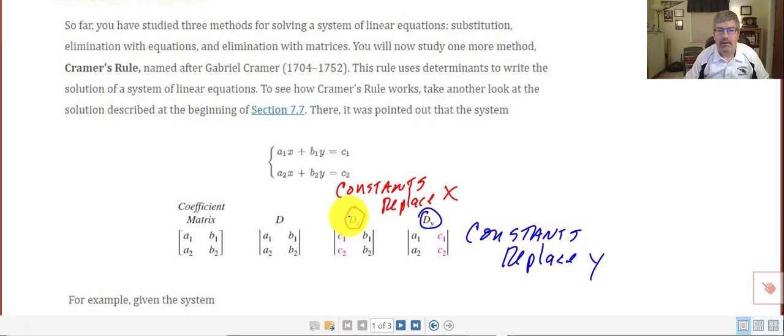What's new here is D sub x, the determinant sub x. What we've got here is we replace our x values in our matrix with our constants. So instead of having our a1, our coefficients on x, that becomes our constant, where our coefficients on y stay in there. Conversely, for D sub y, we replace our y values with our constants and keep our x values. So we've got some 2 by 2 matrices here that we'll work with.